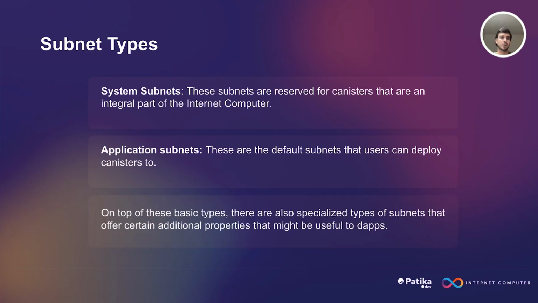On top of these basic types, there are also specialized types of subnets that offer certain additional properties that might be useful to decentralized applications. The first such specialized type is fiduciary, which is essentially a larger version of an application subnet. Having more nodes provides better security and guarantees to decentralized applications running on a fiduciary subnet, at the expense of being more expensive in terms of cycles cost.